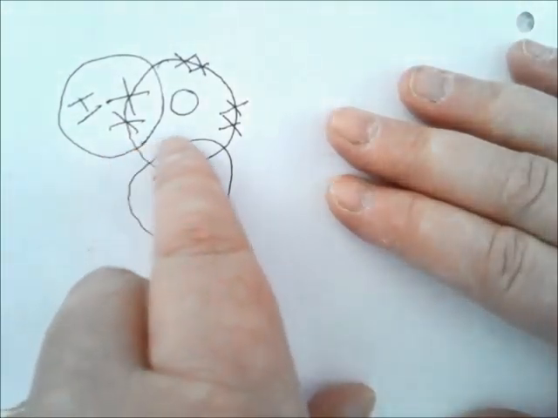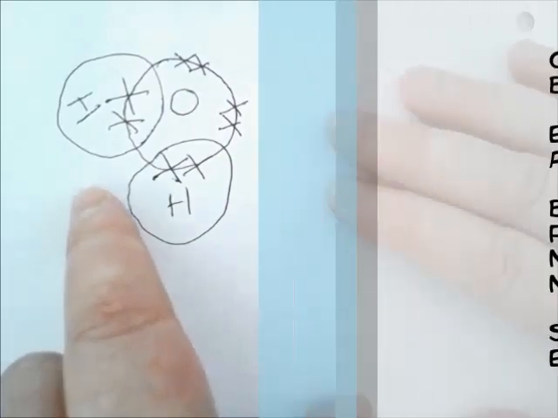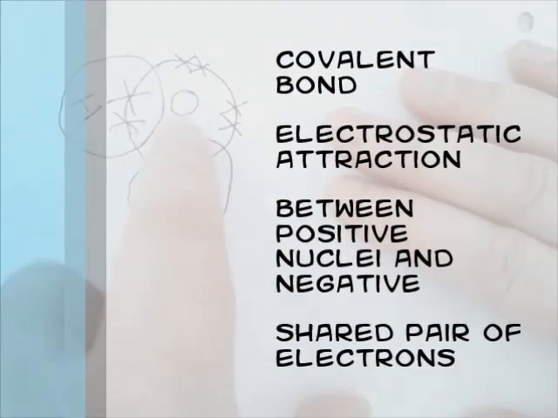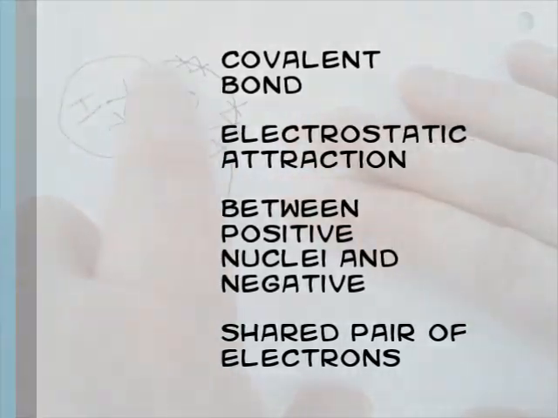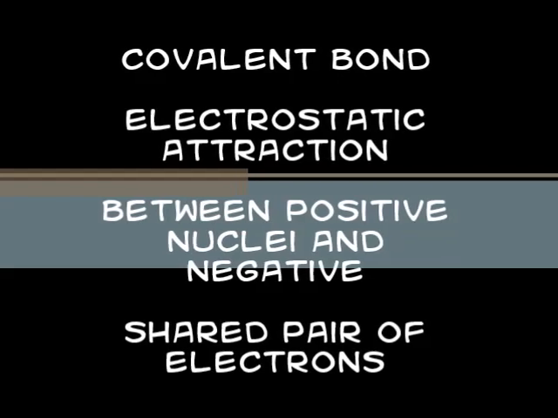And when we describe this, we've got to say there's electrostatic attraction between the nuclei of the atoms and the shared pair of electrons. As I said, this is the perfect answer for water's covalent bonding.